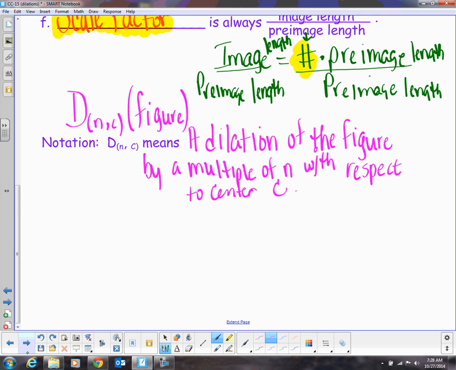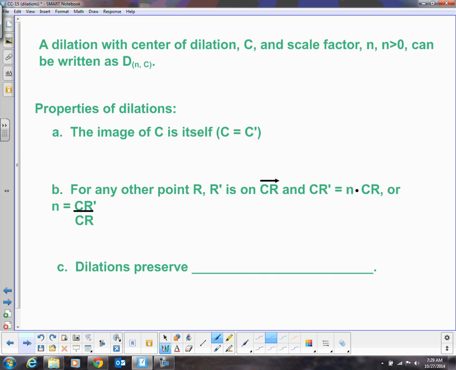So now on your foldable, you should have all the important information about every single transformation. This is the last one we're learning. Now we can do compositions of all sorts of these that are not necessarily glide reflection. All right, dilation with center C and scale factor n, where n's greater than 0, can be written as such. The properties of dilations. Now you can either continue this on your foldable or you can go to your new sheet of paper.